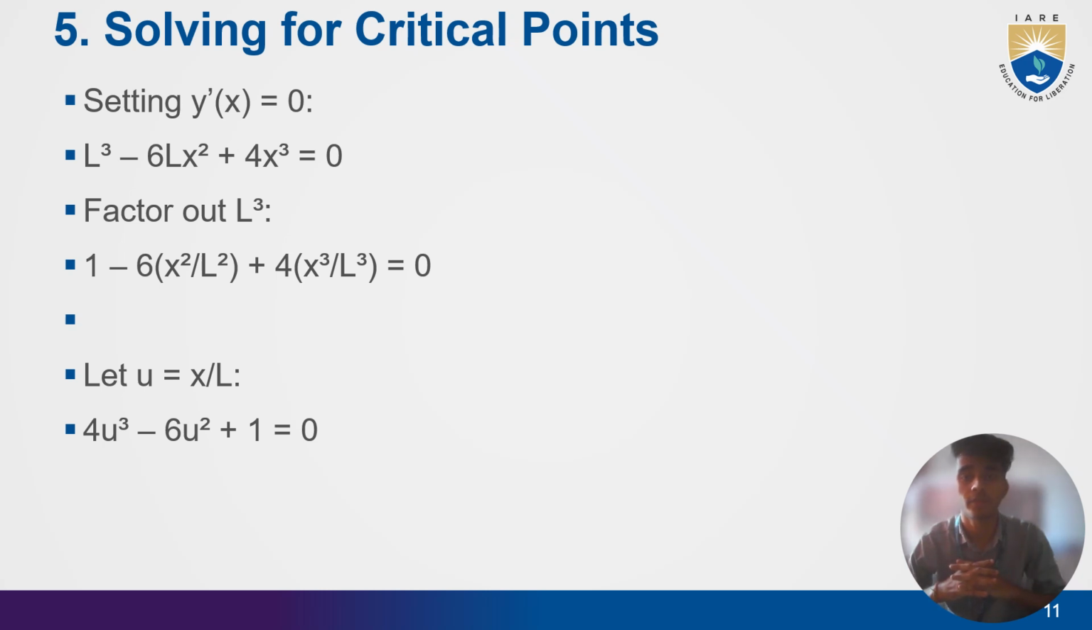The next step of solving the question is to solve for critical points. We have to set the value of y differential of x equal to 0. So we get L³ − 6x²L + 4x³ = 0. Factor out L³: 1 − 6x²/L² + 4x³/L³ = 0. After that we assign x/L as u. So we get 4u³ − 6u² + 1 = 0.